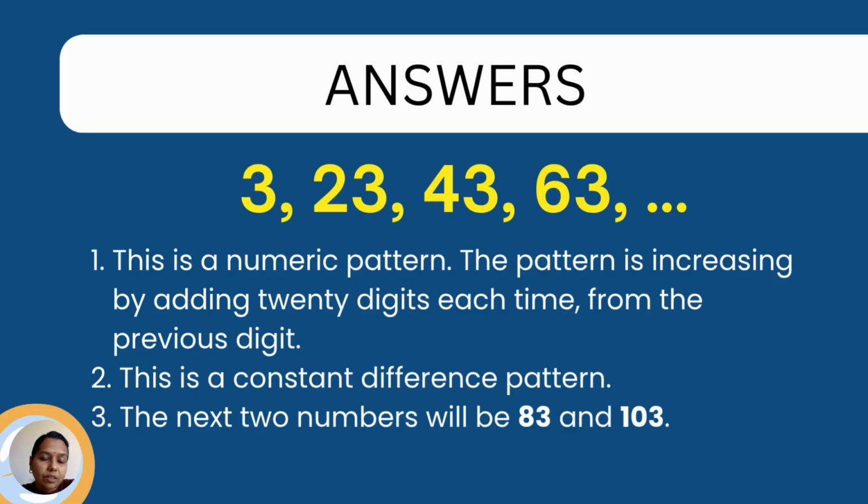So in your answers, your number 1 would be it's a numeric pattern, and the pattern is increasing by adding 20 to the previous term. Number 2, it's a constant difference pattern, and this is because we see it's adding 20 each time. Number 3, the next 2 terms: if we added 20 to 63, we would get 83. And from 83, we add another 20 to get 103. So if you got those answers, good job.